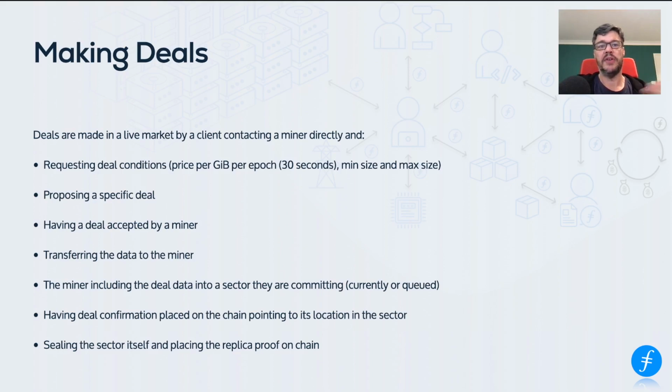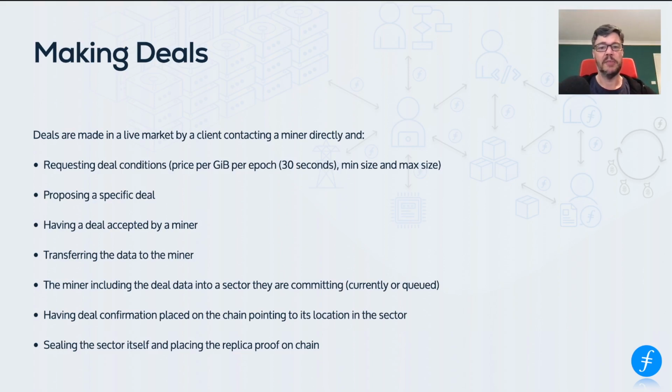After they've accepted, you transfer the data to the miner. The miner then includes that deal data that you've given them within a sector that they're committing, either currently or they'll queue it up. And then once it's sealed, the deal confirmation is placed on the chain, pointing to the sector, and the sealing of the sector, the replica. The replica proof is placed on chain, ready to set up for these window posts over the period of the time of the sector.